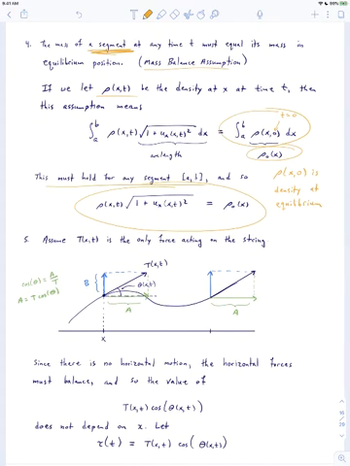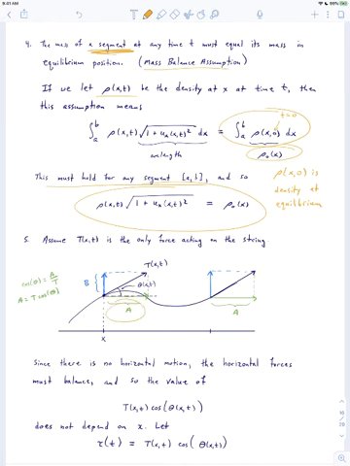Let's take a look at our string. So suppose that this is our string here, or at least a segment of the string. And let's look at a point x. At this point on the string, we have a certain tension which is moving in the tangent direction. There are two components to this vector, the vertical and the horizontal.